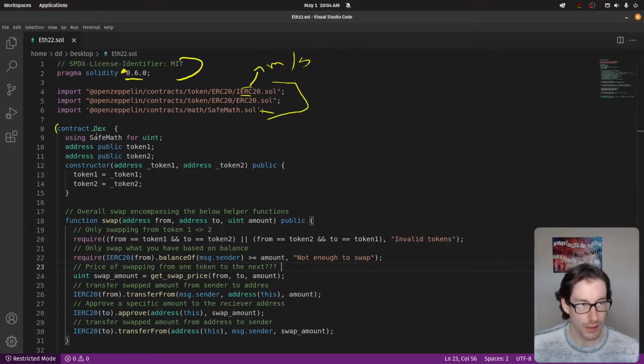Here's our contract called DEX, and in our contract we're going to use SafeMath later on, so we're going to bring that in here. We have two state variables for addresses: the address for token 1 and the address for token 2. We have our constructor, so when this is deployed originally, the DEX creator is going to put an address for token 1 and an address for token 2, and they're going to then tack those against these variables, which are up here.